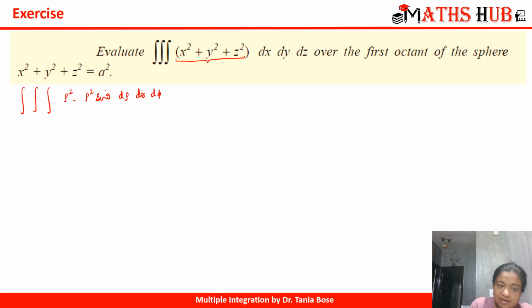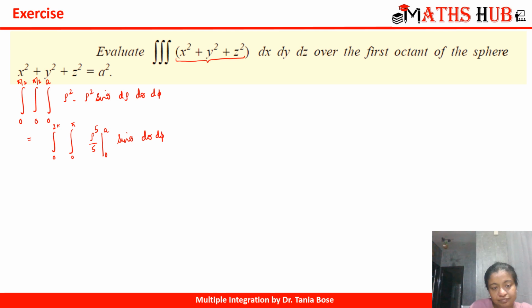The rho square is a square, so that means the radius of the sphere is 0 to a. Now, since it is the first octant, that means theta will only move from 0 to pi by 2. And similarly, phi is also in the first octant, so phi will also have the angle 0 to pi by 2, right? So now that makes it simple. So 0 to pi by 2, then we have integration 0 to pi by 2. Rho square into rho square is rho to the power 4. So that will become rho to the power 5 by 5, 0 to a. And we have here sine theta, d theta, d phi.